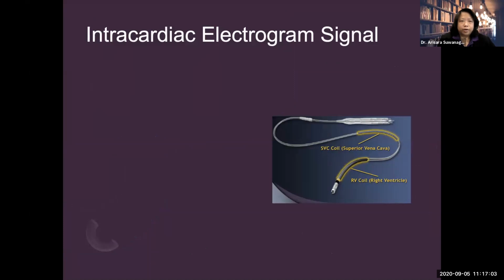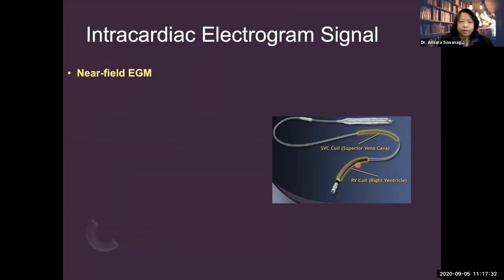Before going further, you need to know about the leads a little bit. This is the ICD lead. And the signals we detect, we call intracardiac electrogram signals. The ICD leads have tips and rings around here. And we have the RV or SVC coils here, which are shocking coils. Why do we have to know? Because they have to detect the signals, which is an EGM.